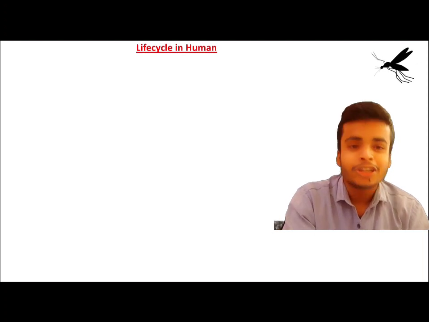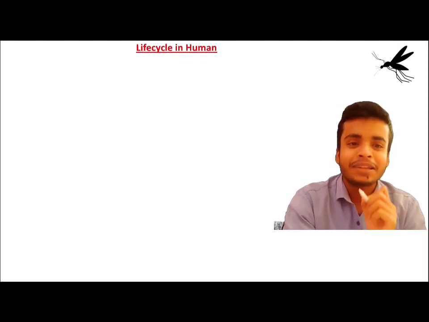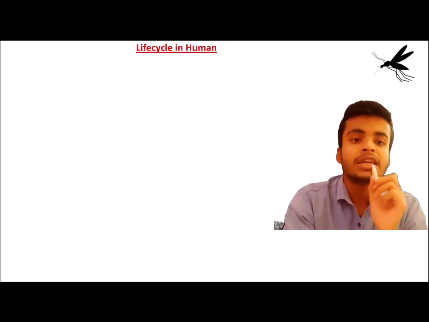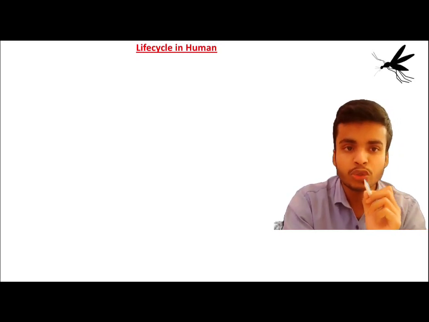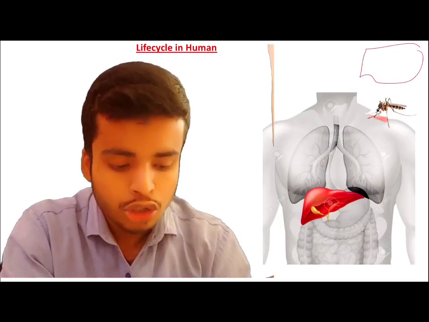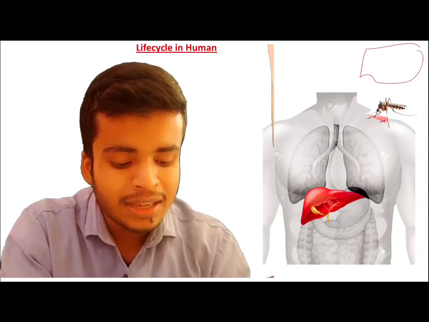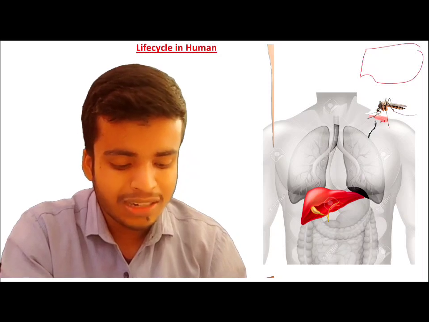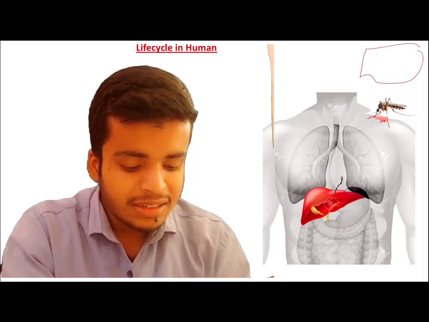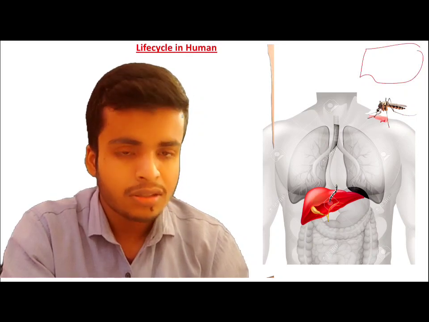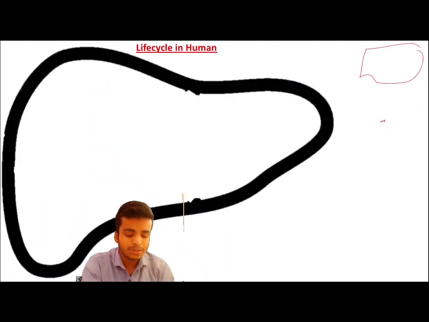Suppose you are living in an area which has stagnant water. Stagnant water means a very good condition for mosquitoes to lay their eggs, and a very good condition for their hatching out. So a mosquito in your area comes and bites you here. What does the biting of that mosquito do? It releases a sporozoite. That sporozoite comes to your liver. So now let's see what happens in the liver.